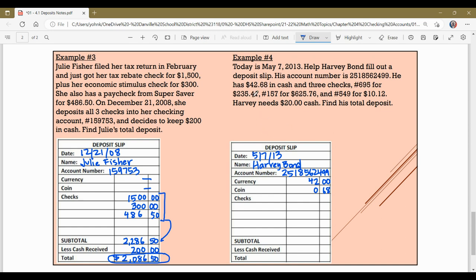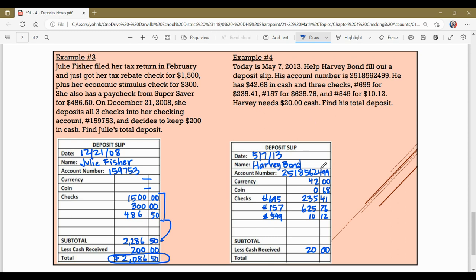Checks. The first check is $235.41. And we're going to put that it's check number 695. Then we have check number 157, and the check numbers bounce around. That's because he's putting the checks in. He's not writing the checks. 625.76. Then we got check 549, and it's for $10.12, and he needs $20 back in cash.